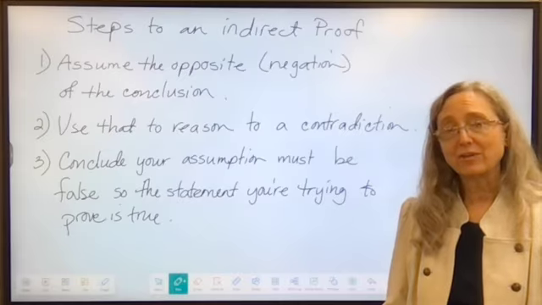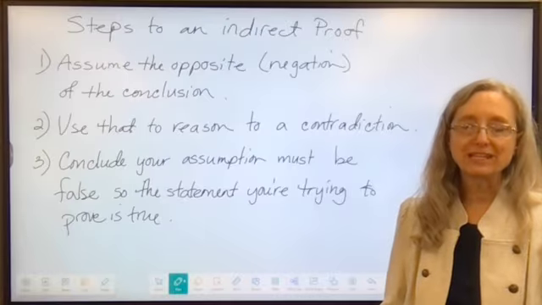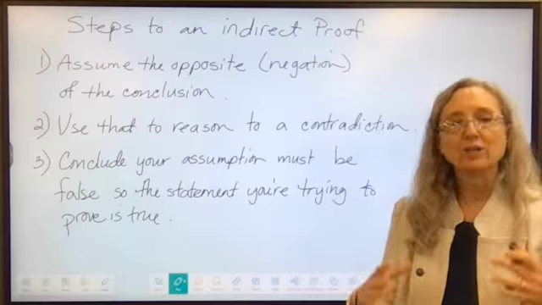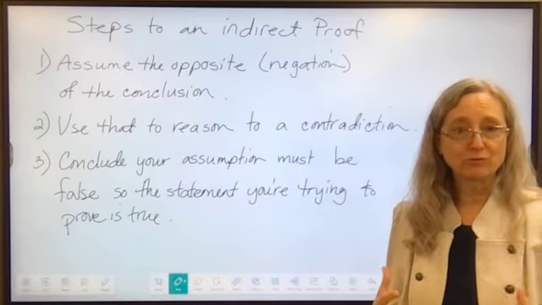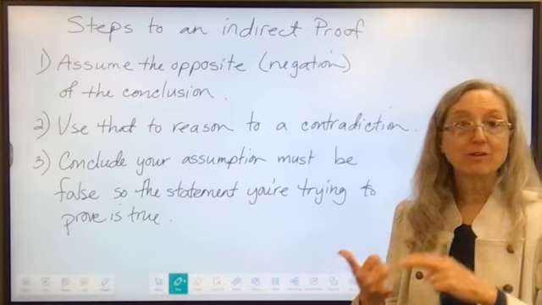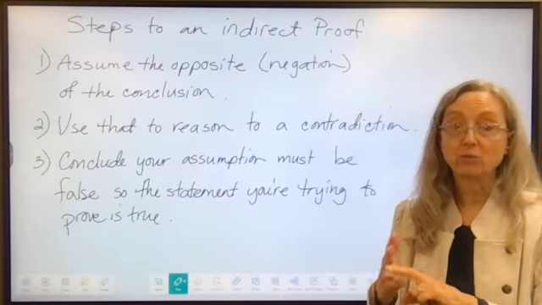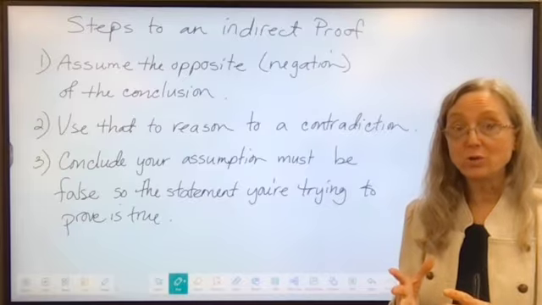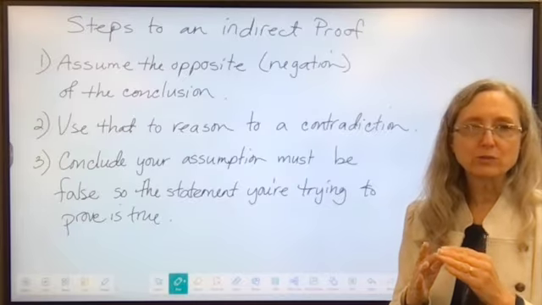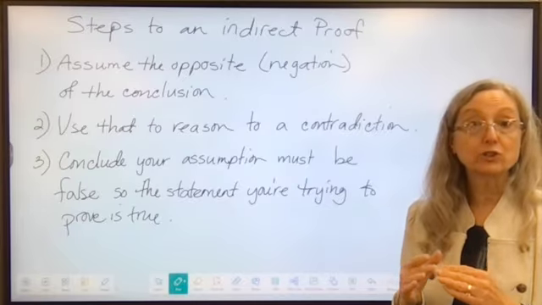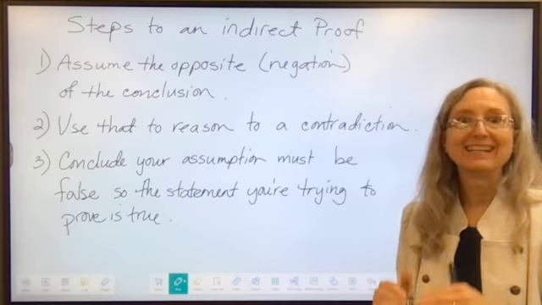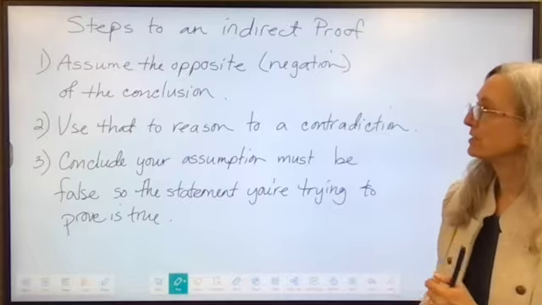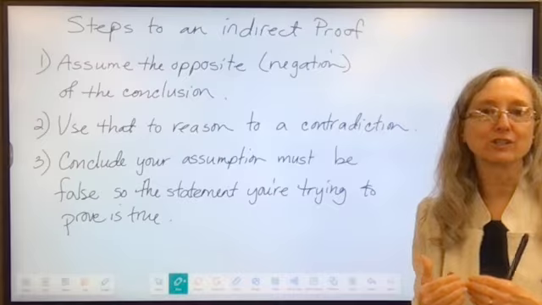Okay, I've written down on the board some steps for an indirect proof. The first step is the most critical. Usually when you're trying to form a proof, you have the givens and then you have what you're trying to prove. So what you are going to do is temporarily assume that what you're trying to prove to be true is not true. That's what I mean by assume the opposite or the negation of the conclusion.